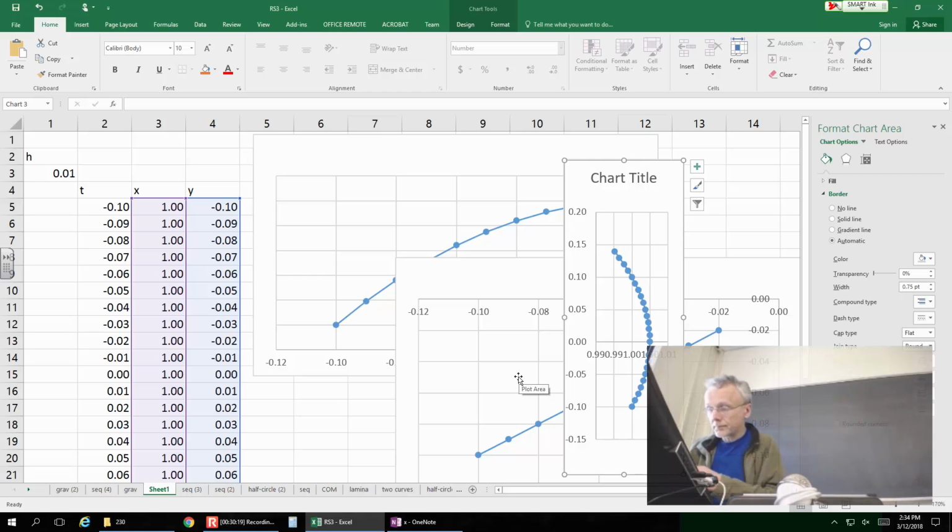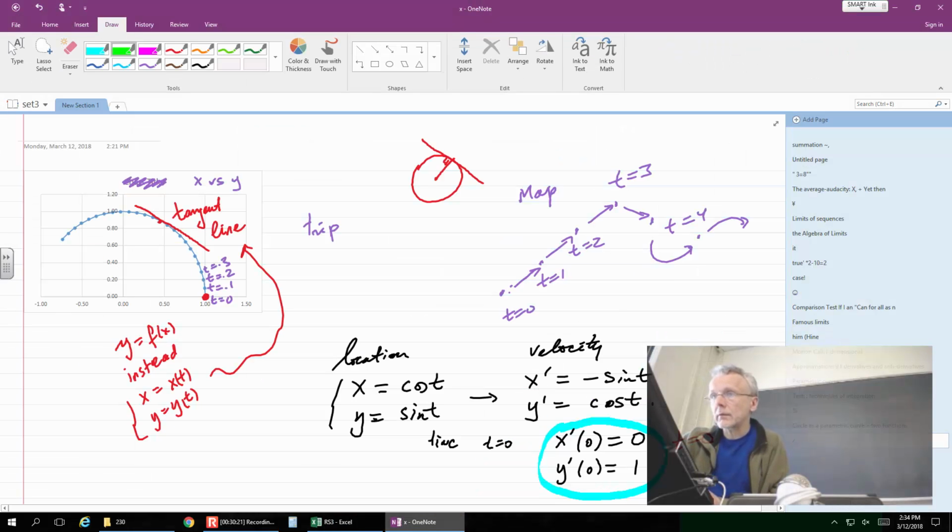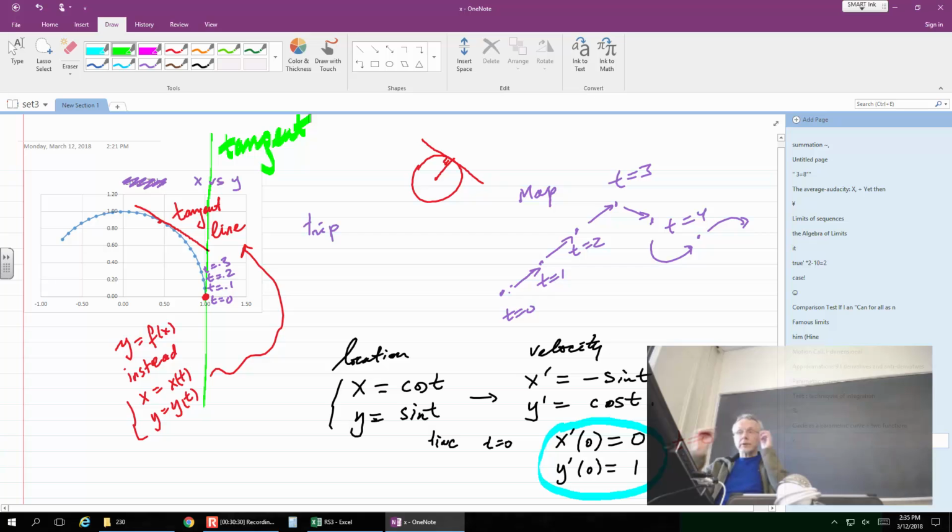So literally this is the tangent line. Well, so why is it vertical? Because x prime of 0 is 0. So at that moment of time there is no progress to the left or to the right, if you speak of instantaneous velocity.